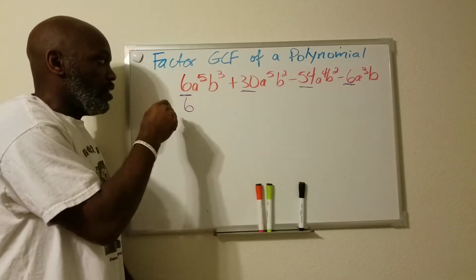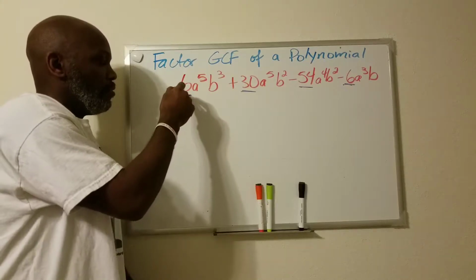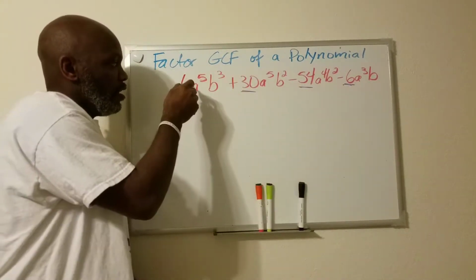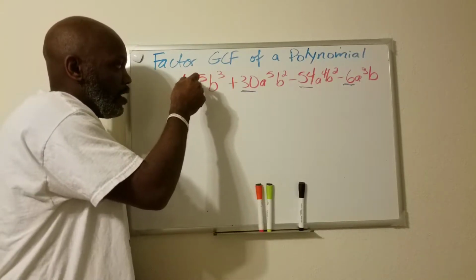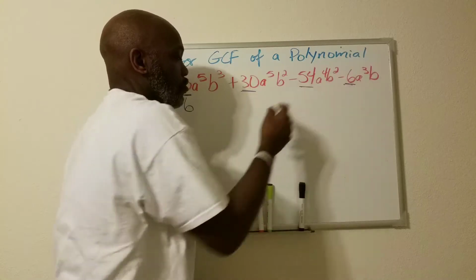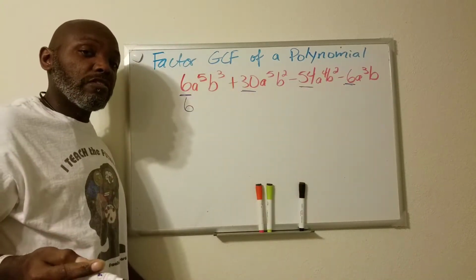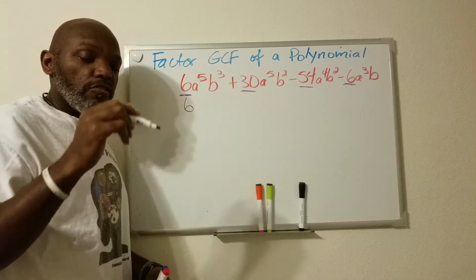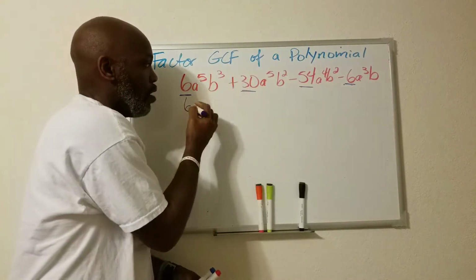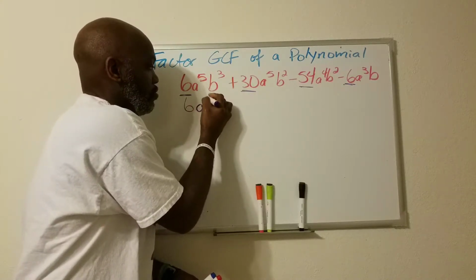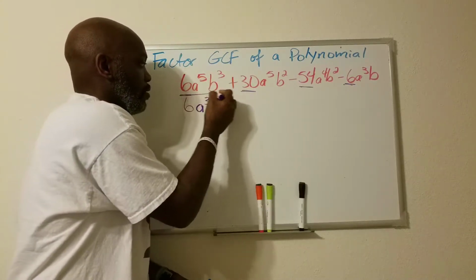Now, the reason why is because the biggest number that we can take out of all of these is going to be 6. Then I'm going to look at a to the 5th, a to the 5th, a to the 4th, a to the 3rd. We're looking to see what is the what? Hopefully you got it right. It is the smallest exponent, and the smallest exponent that we see is a to the 3rd.